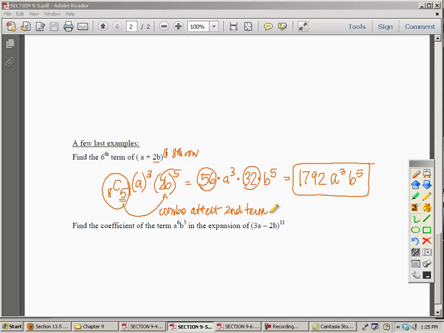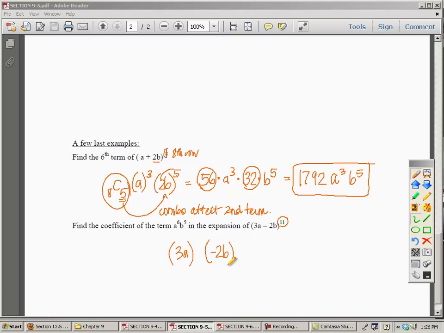The second question just wants the coefficient. So they're telling you that I should get a to the 6th and b to the 5th. All I want is the numbers that are in front. Okay, now I'm dealing with the 11th row. And so let me talk about how this works. Here's what I'm going to do. I'm going to start with 3a and a negative 2b.